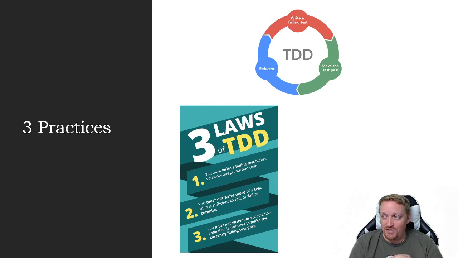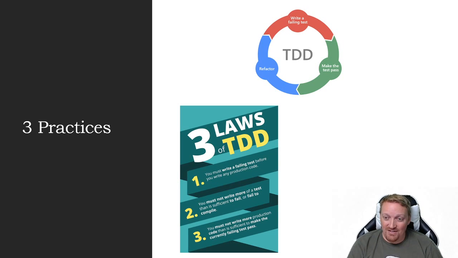The third one seems even more outlandish. You must not write more production code than is sufficient to make the currently failing test pass. Okay, so for the red phase and the green phase, these are the 3 laws that you're following. You have to write a test first. You only write enough of a test for the test to fail. And then the third law, you can only write enough implementation code to make that test pass, but only as little as you possibly can.